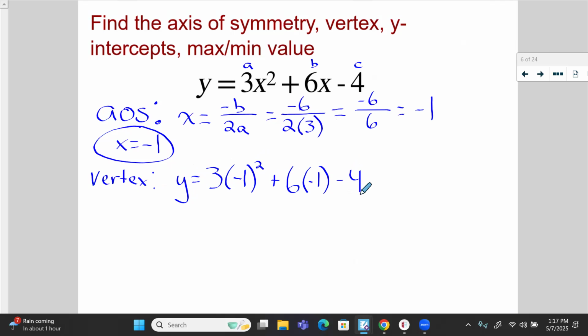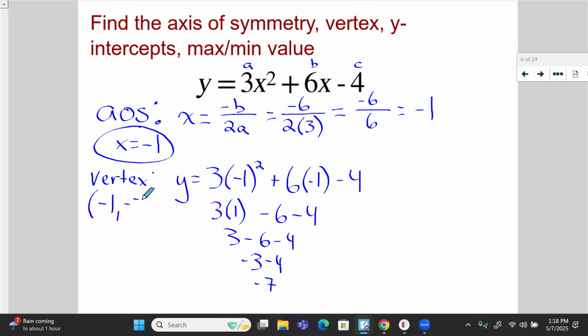Do the math. Negative 1 squared is 1. So we have 3 times 1. 6 times negative 1 is negative 6. Minus 4. 3 times 1 is 3. 3 minus 6 is negative 3. Negative 3 minus 4 is negative 7. So our vertex is at the point negative 1, negative 7.